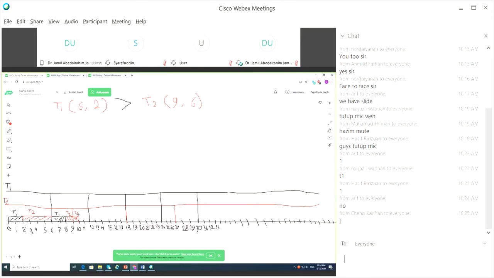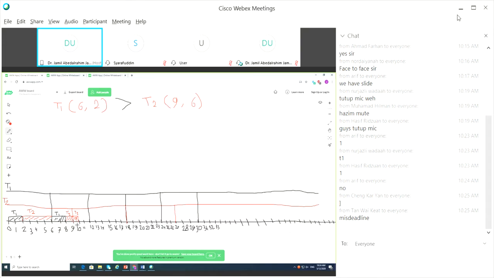What's that? And what do we call this? Anybody? Miss deadline. Correct. So this is our miss deadline. Why miss deadline? Because this unit should execute in the first interval, which is 0 to 9. But because task 1 interrupts task 2, it extends to the next interval. We call it miss deadline.